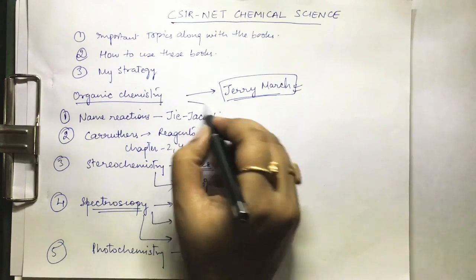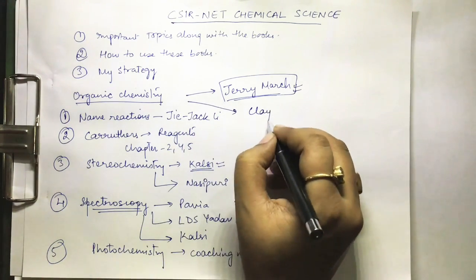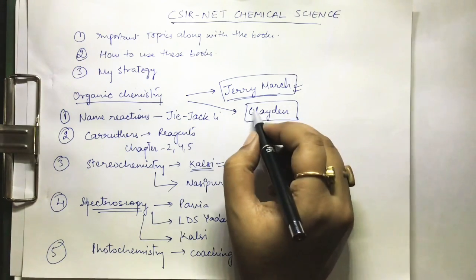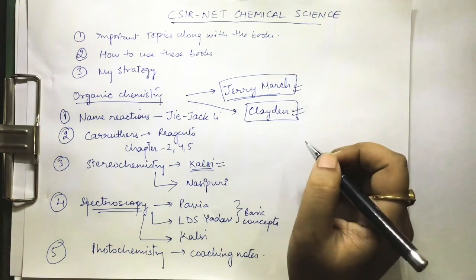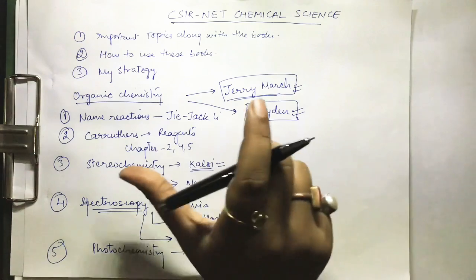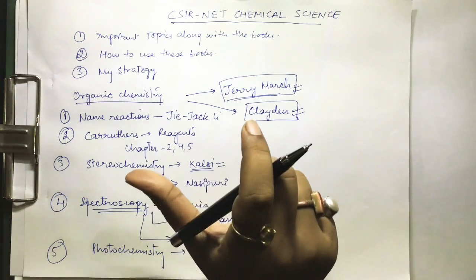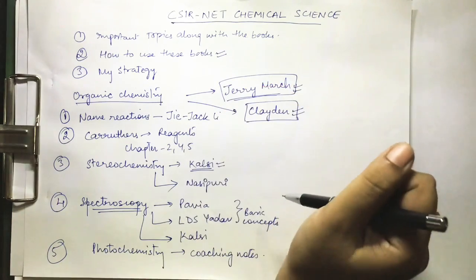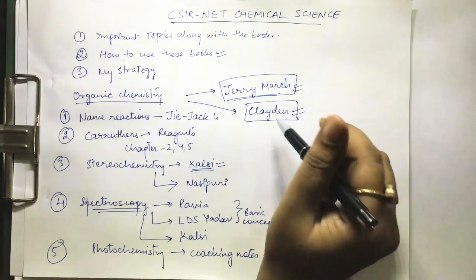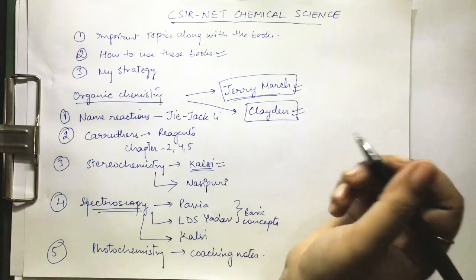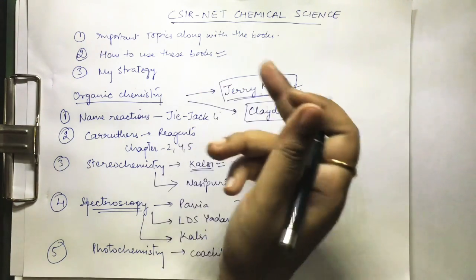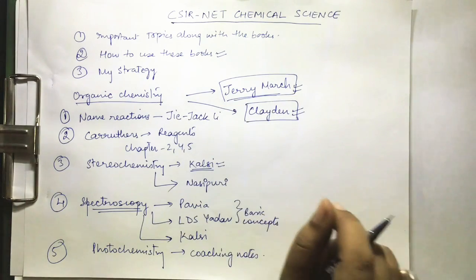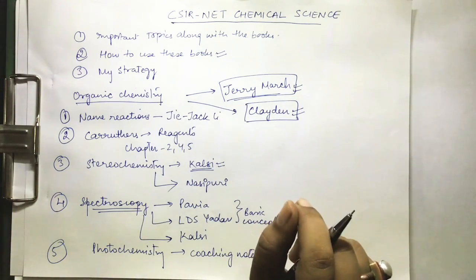Then one more very important book is Clayden, and for Clayden it is said that you need to read the whole of this book. Again, if you see this book, it's again a huge book to study. So you need to look at how to use these books for your preparation. You cannot study the whole book, you cannot remember the whole book. So in the next part, after discussing the important books, I'll discuss how to use these books for your studies.